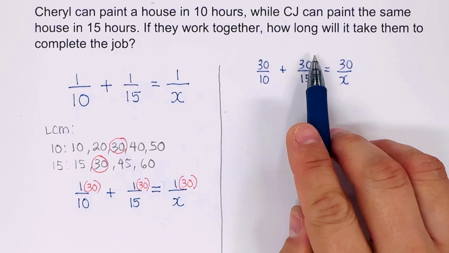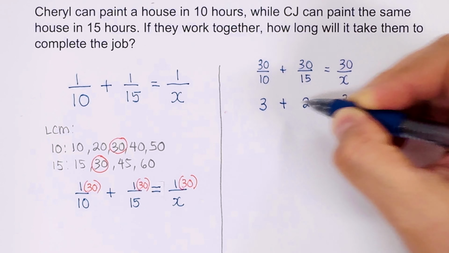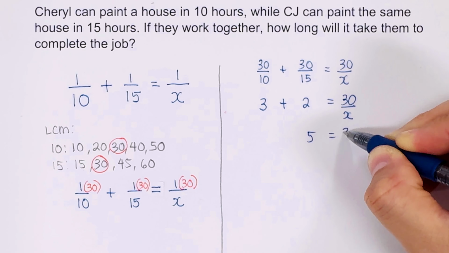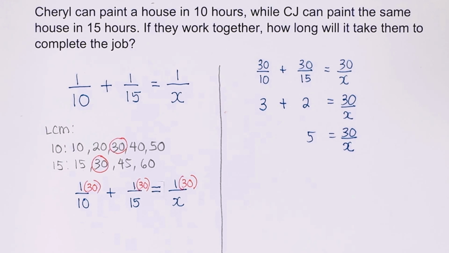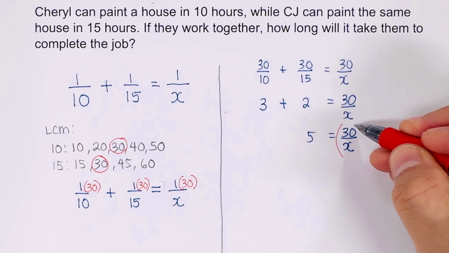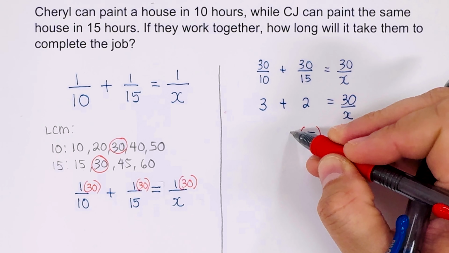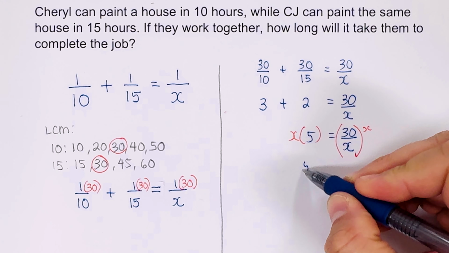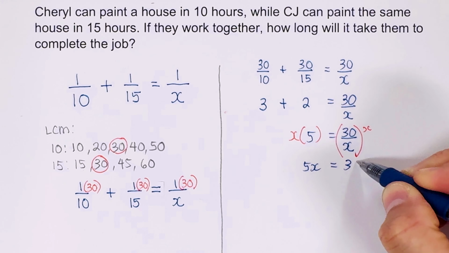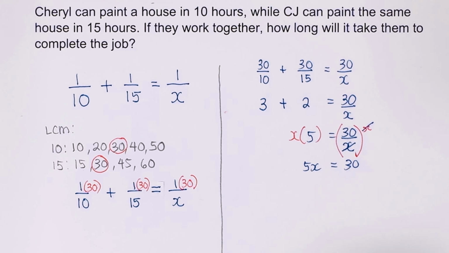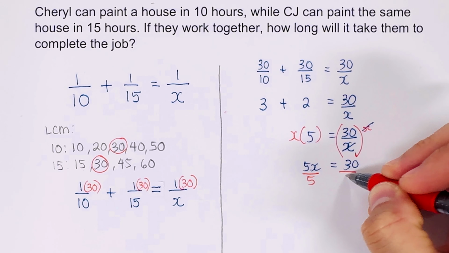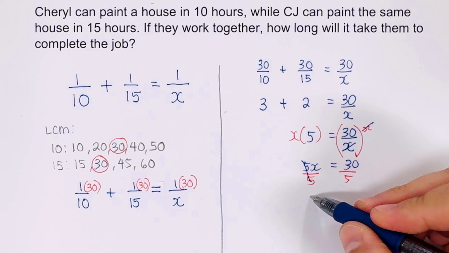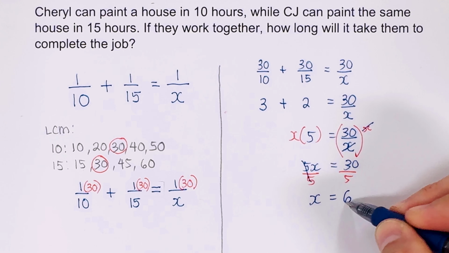So 30 divided by 10 is 3, and then plus 30 divided by 15 is 2, and that is equal to 30 over x. 3 plus 2 is 5, and that is 30 over x. We multiply both sides by x. So we're left with 5x equals 30 because we can cross that out. Then we divide both sides by 5. So we say that our x is 6.